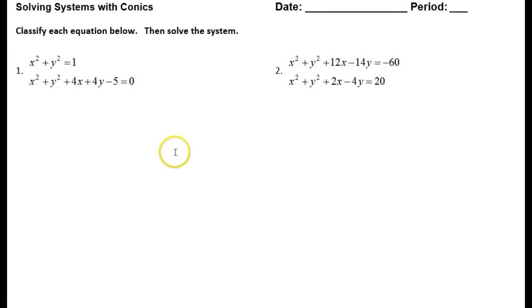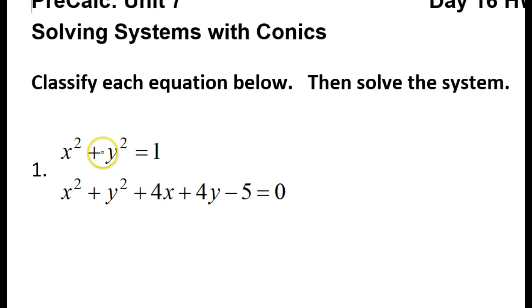In this video, I will show you how to solve a system of conic equations. So I'm talking about circles, ellipses, parabolas, and hyperbolas. Now in problem number 1, the first equation is a circle.